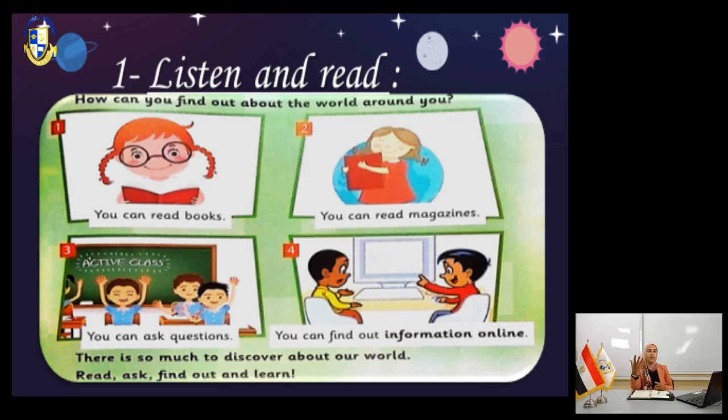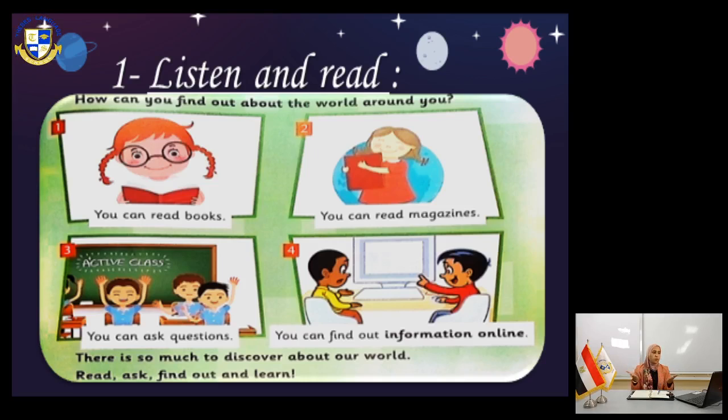What kind of values can we get? How can you find out about the world around you? How can you get the information? There are many ways. Number 1, we can read. You can read books about the world around you. Number 2, you can read magazines.